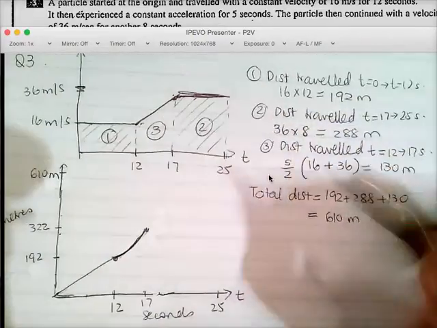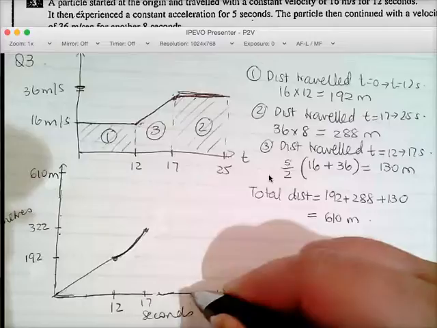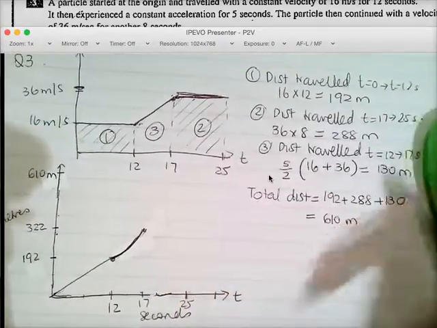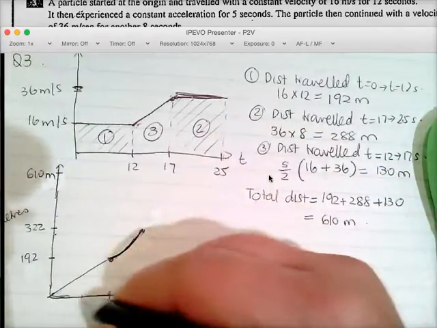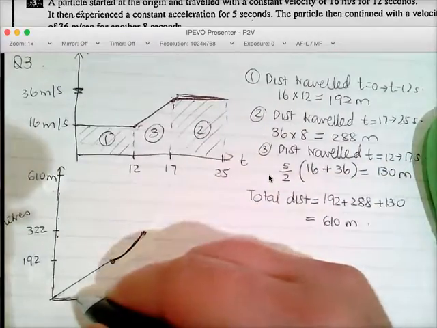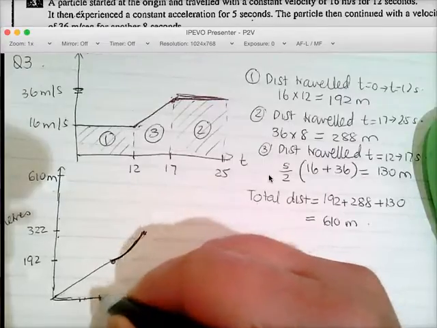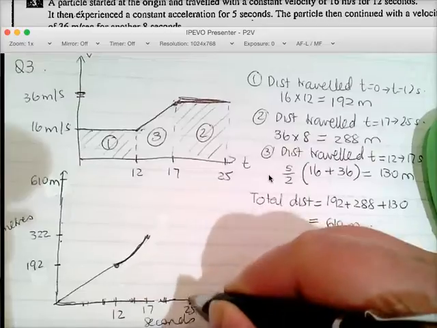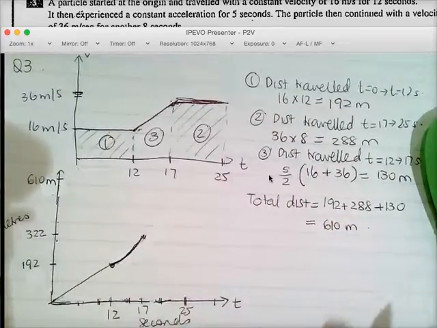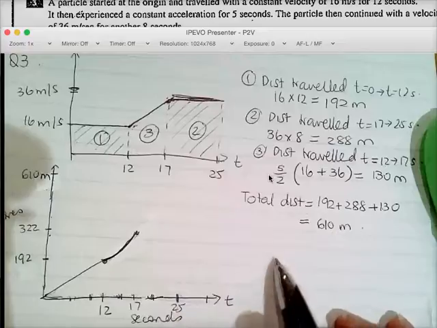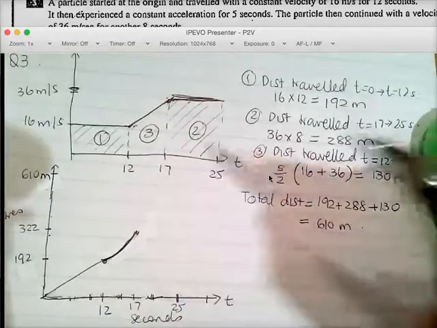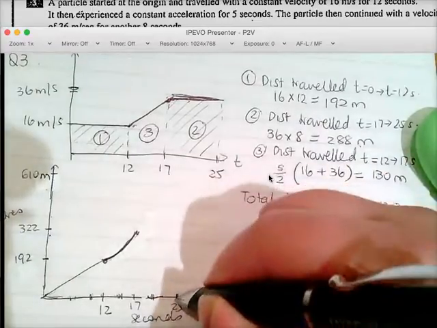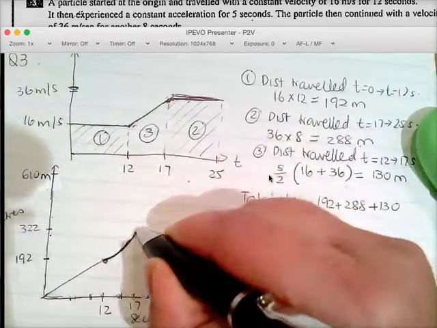And then again from 17 to 25 seconds, probably about there, you want these to be fairly, you know, let's say that's 5, that's 10, 12, that might be 15, that might be 20, that's about right, 25, but I'd be marking this out with a ruler, not like what I've done. It then travels 288 meters over the next 8 seconds, so it ends up at 610.